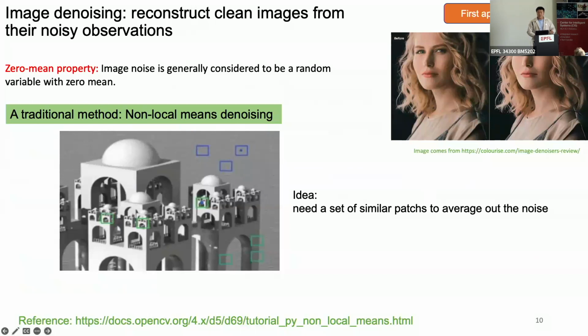Because of this zero mean property, the traditional method in the OpenCV package uses non-local means denoising. The idea is simple. Given an image, we find similar patches and then compute their average. Then we can average out the noise.